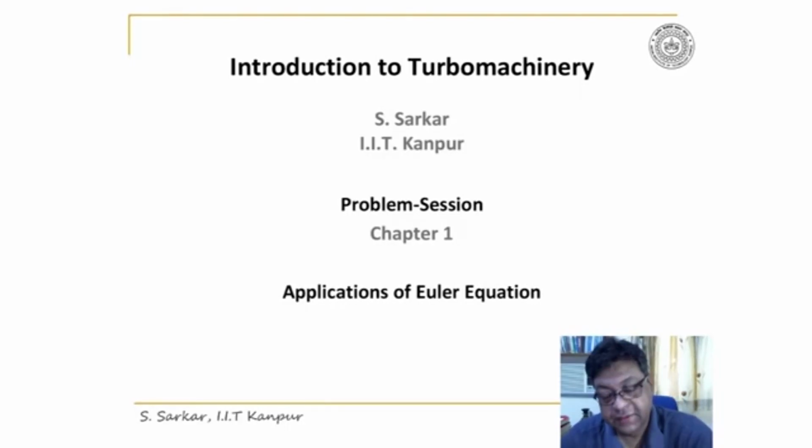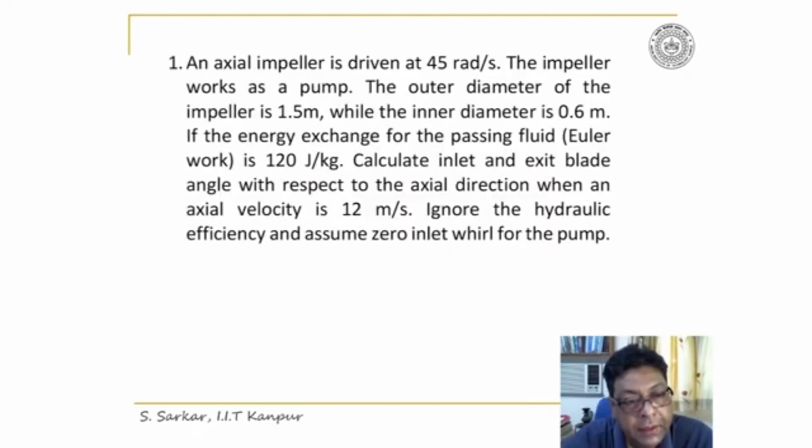Good morning. Today I'll solve some problems illustrating the application of the Euler equation. Let me state problem number 1. An axial impeller is driven at 45 radians per second. The impeller works as a pump impeller. The outer diameter of the impeller is 1.5 meters, while the inner diameter is 0.6 meter.